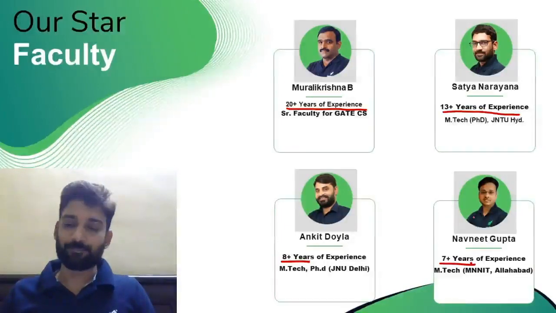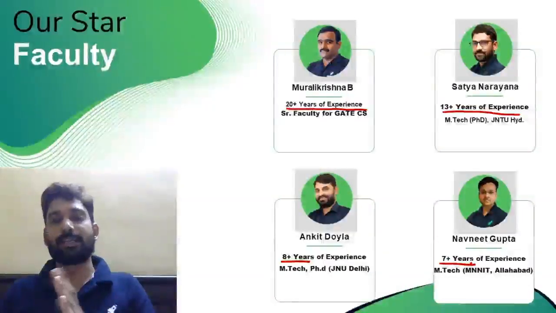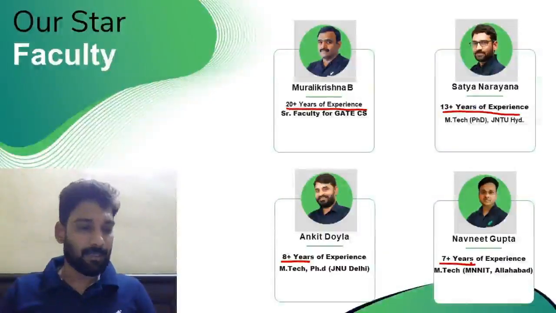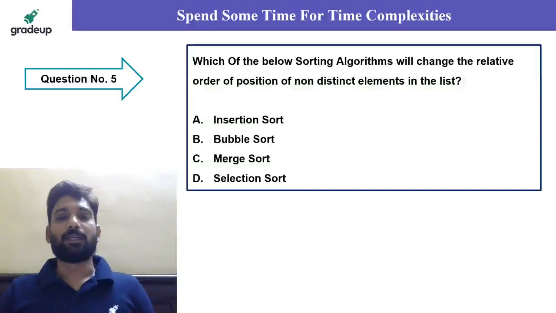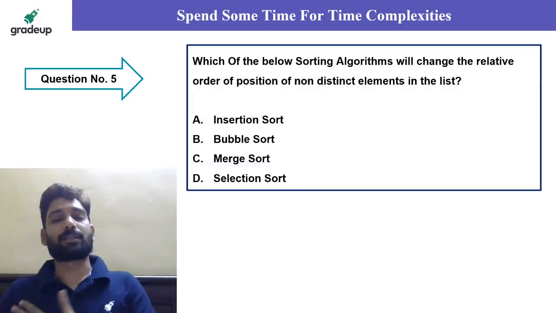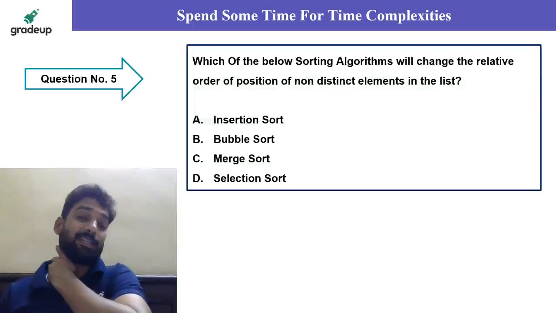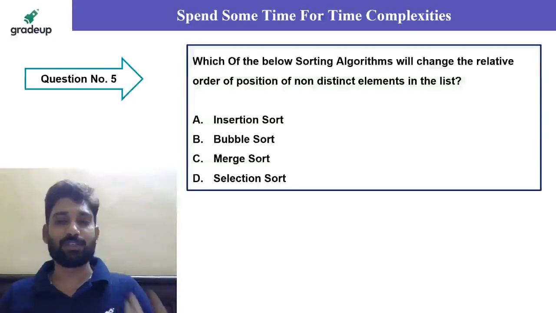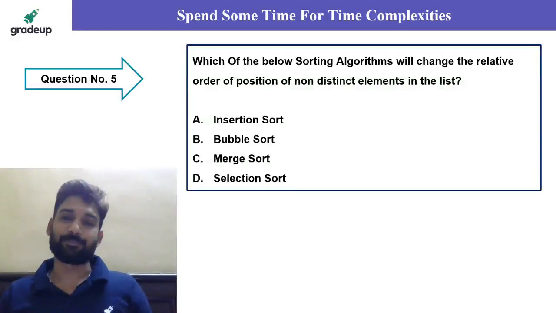Okay? GATE 1 mark level and NIELIT level we can relate as same. Mahnaz Siddiqui. Okay? Right. Next question. Which of the below sorting algorithms will change the relative order of position of non-distinct elements in the list?